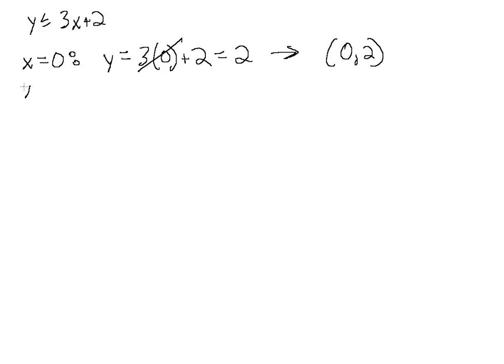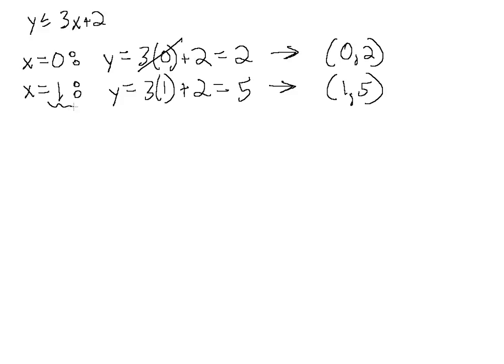All right, let's go ahead and pick out 2 more simple ones. Let's just pick x equals 1, so y equals 3 times 1, substituting in 1 for x, plus 2. 3 times 1 is 3, plus 2 is 5. So we have our second point, (1, 5). It's just these values right here: when x equals 1, y is equal to 5.